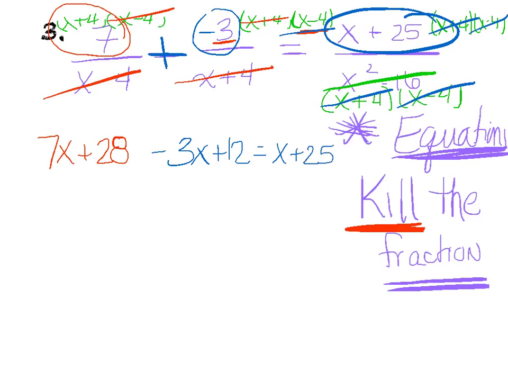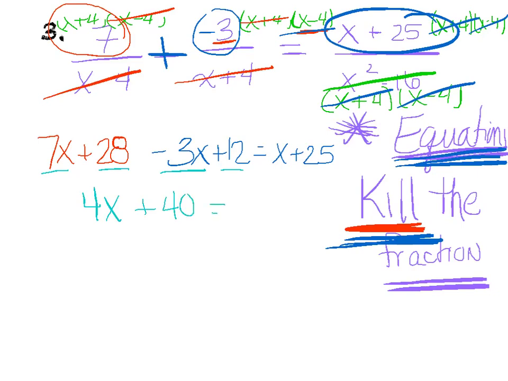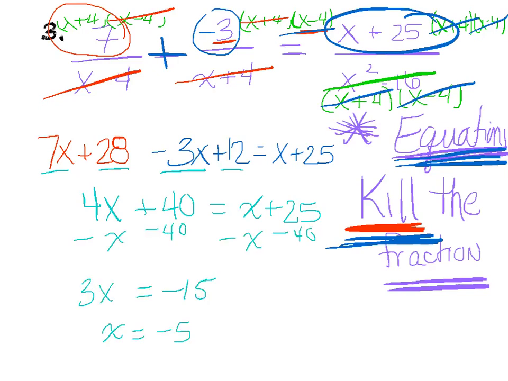Okay, so in the end, you should see no fraction. You have killed the fraction when you have an equal sign. So I'm just going to combine my like terms. That gets me 4x, 28, and 12 plus 40 equals the x plus 25. And of course, just solve for x. So in the end, I get x equals negative 5. Now, you do have to check this answer. So I would carefully plug it back in and check.